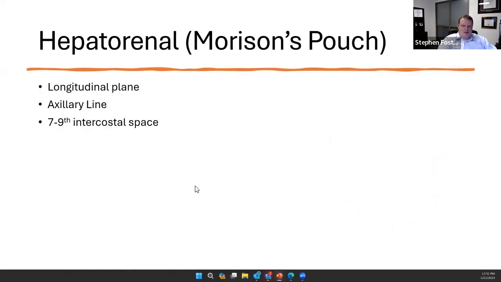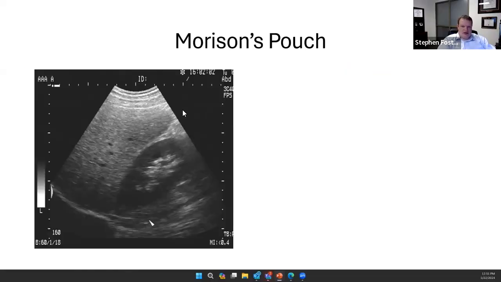Okay. Hepatorenal, basically you're looking at a longitudinal plane, you're looking at the axillary line, and then you're looking between the 7th and 9th rib space. So on the image right here, on the left-hand side of the image is the liver. So you're shining through the liver and looking at the kidney, which is that oval structure on the right.